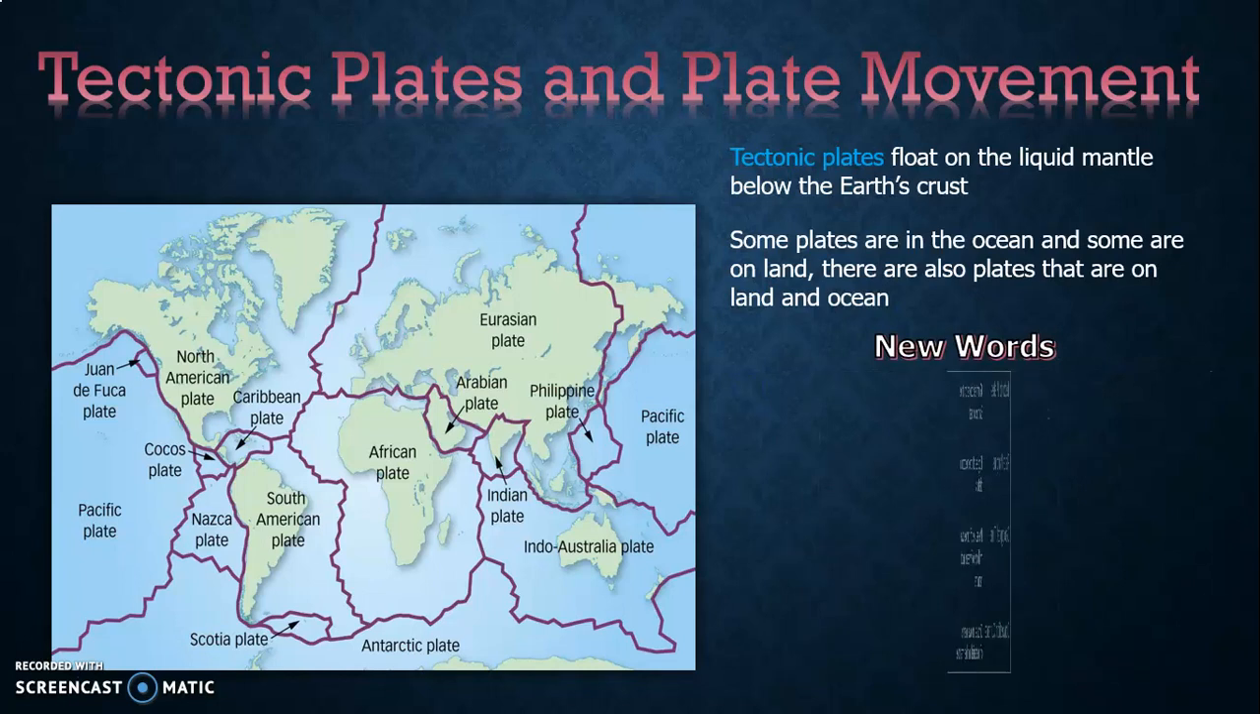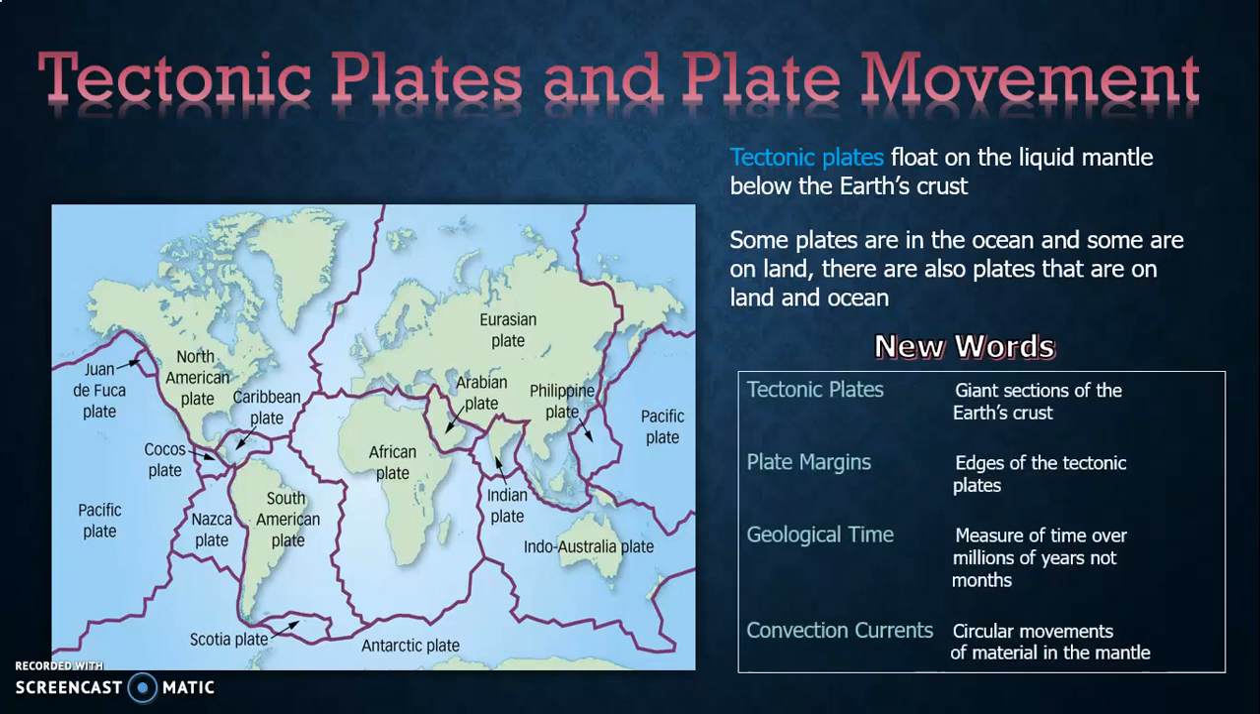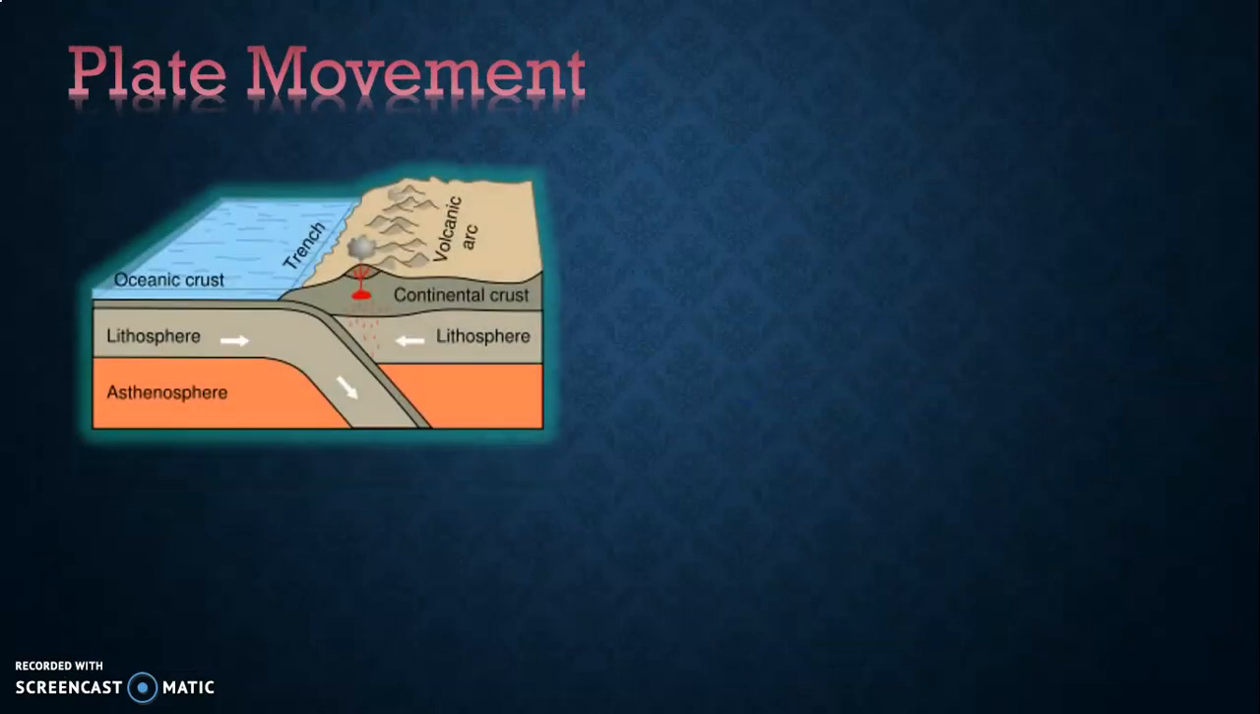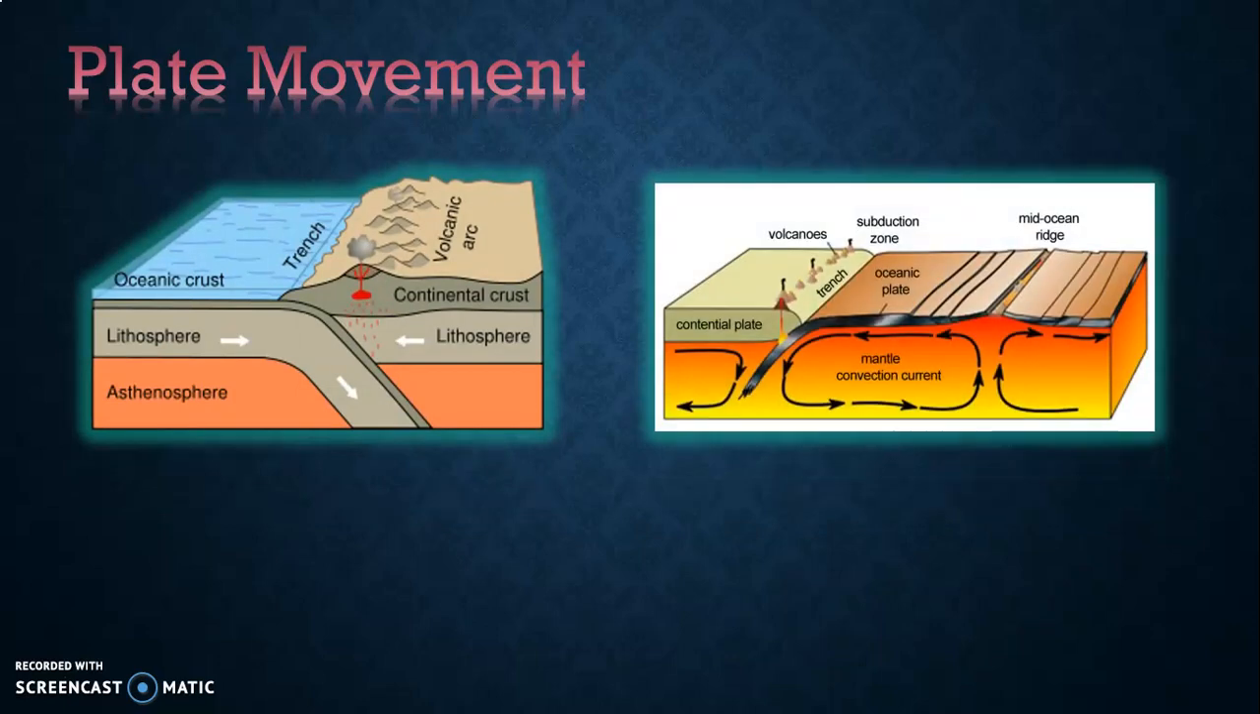The words that you have to become familiar with, as we discussed: tectonic plates, the giant sections of the Earth's crust. Plate margins are the edges of the tectonic plates. Geological time is the measure of time over millions of years, not months, not weeks, not days. So these movements and occurrences happen over many, many years. Convection currents are the circular movements of material in the mantle. This occurs when the inner and outer core of the Earth heat up and start causing the mantle of the Earth to move. This is a convection current.